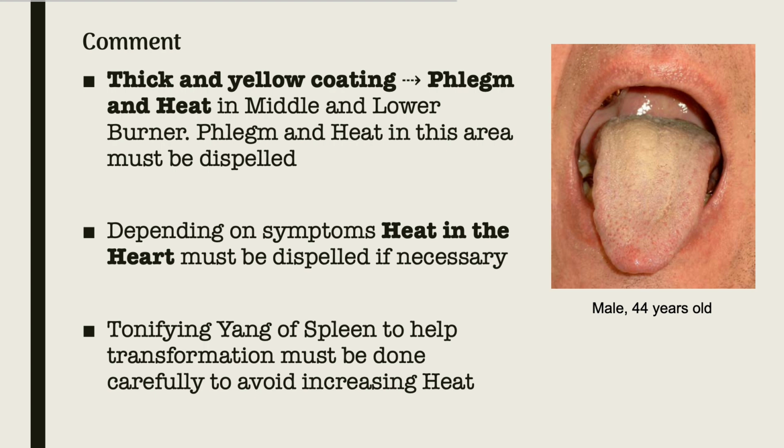Thick and yellow coating indicates phlegm and heat in the middle and lower burner. The phlegm and heat in this area must be dispelled. Depending on symptoms, heat in the heart must be dispelled if necessary. Tonifying the spleen yang to help transformation must be done carefully to avoid increasing the heat.